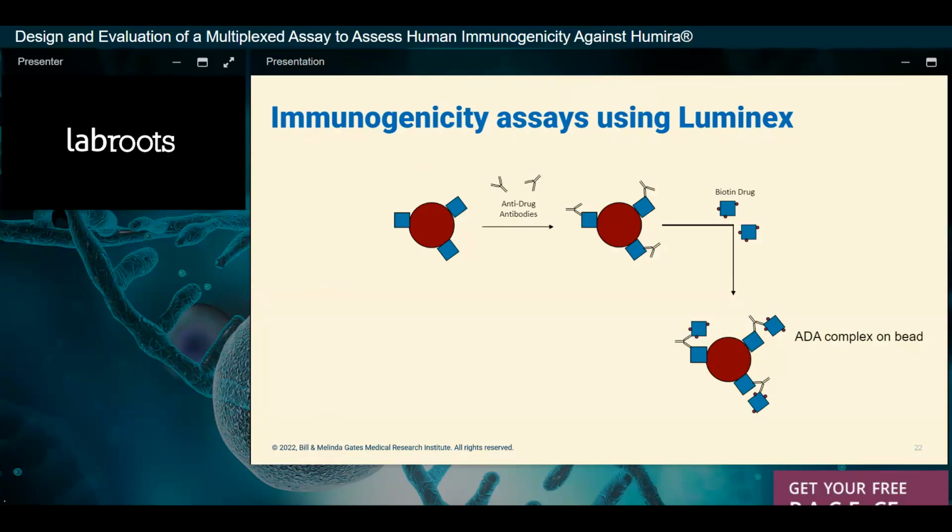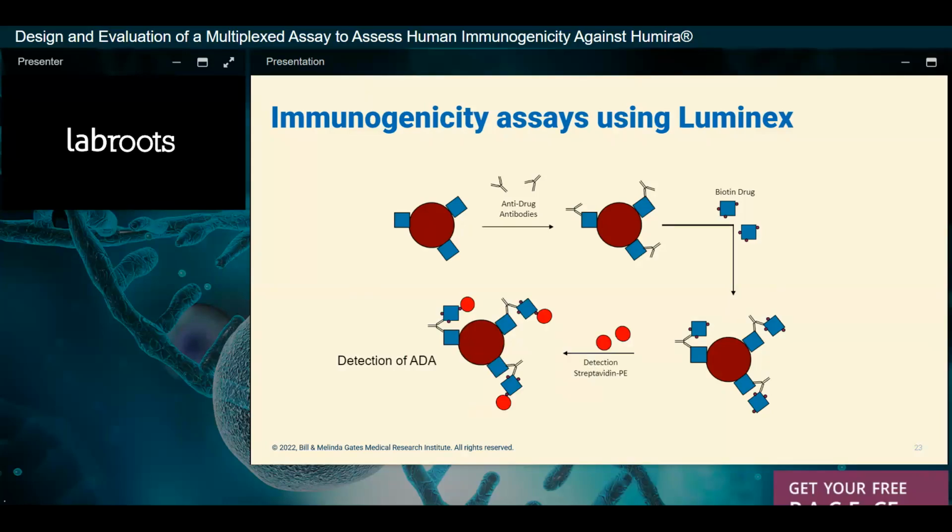You then come back with biotin-labeled drug, and you form that same bridge that we look for in the other screening assay format. And then you give it a wash, and then you finally come back with streptavidin phycoerythrin to give a signal. It's important to make sure that the drug is part of this detection process so that you can differentiate between a random human immunoglobulin from your sample versus a true anti-drug antibody. So that's why the drug has to be part of this. And this screening assay actually works very well, and it's just as sensitive as the other formats that are commonly used.